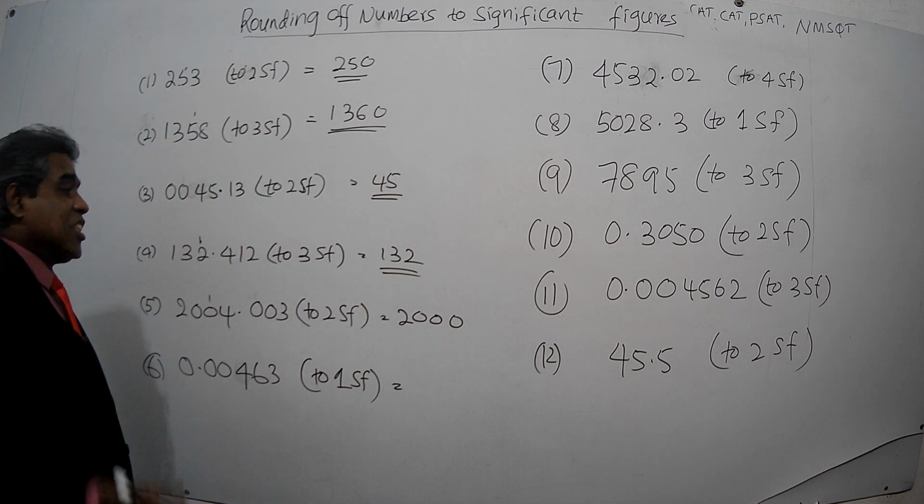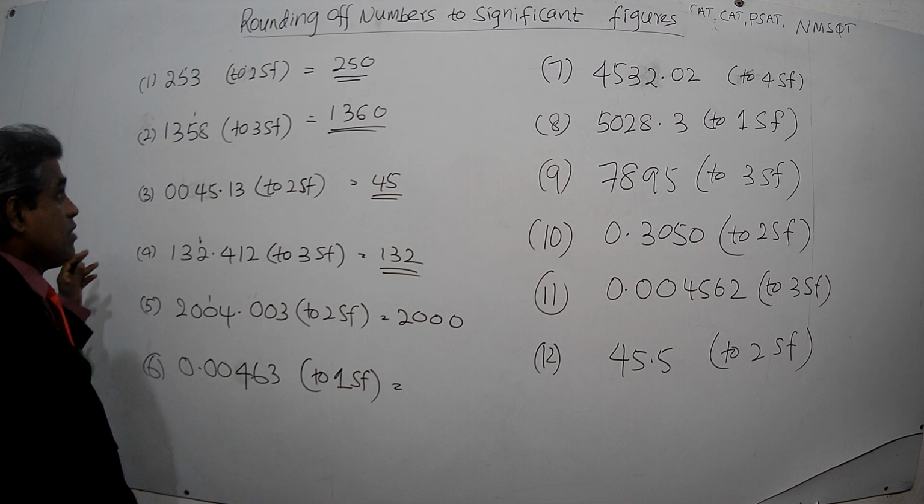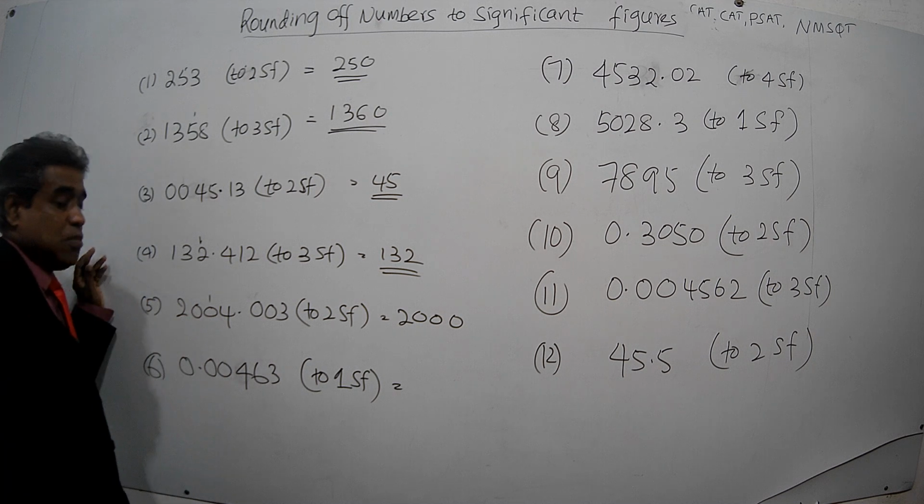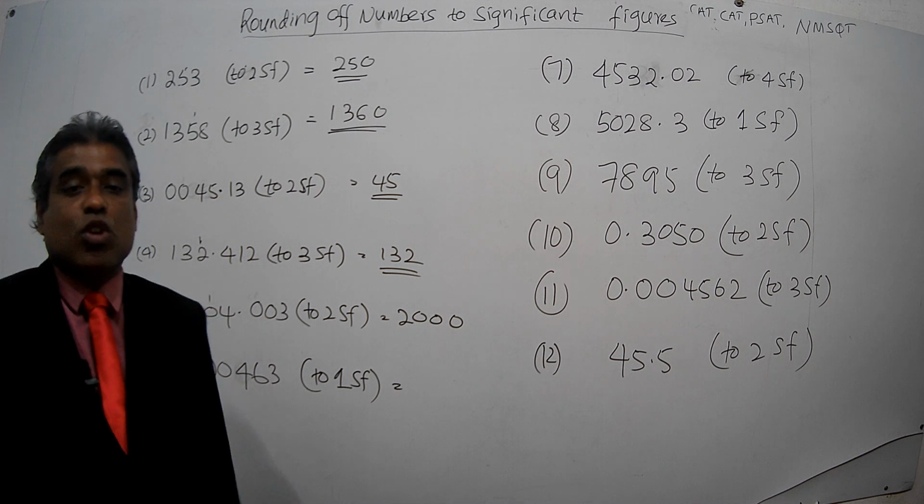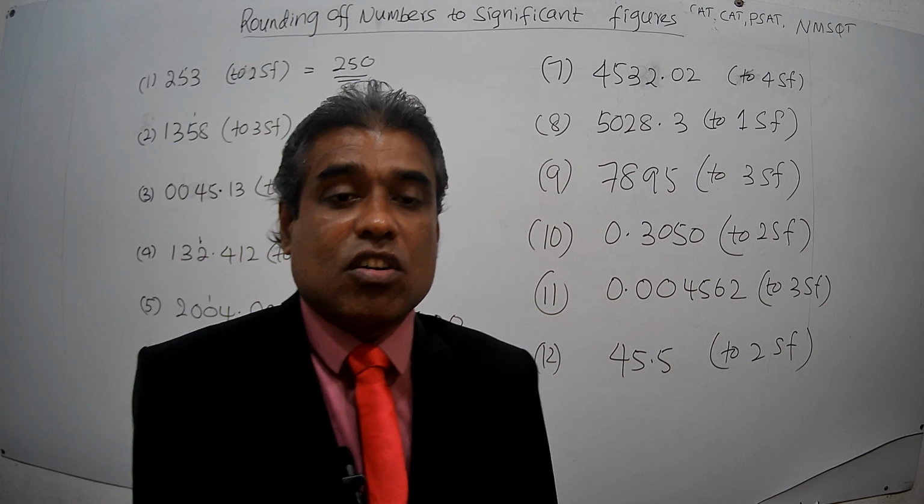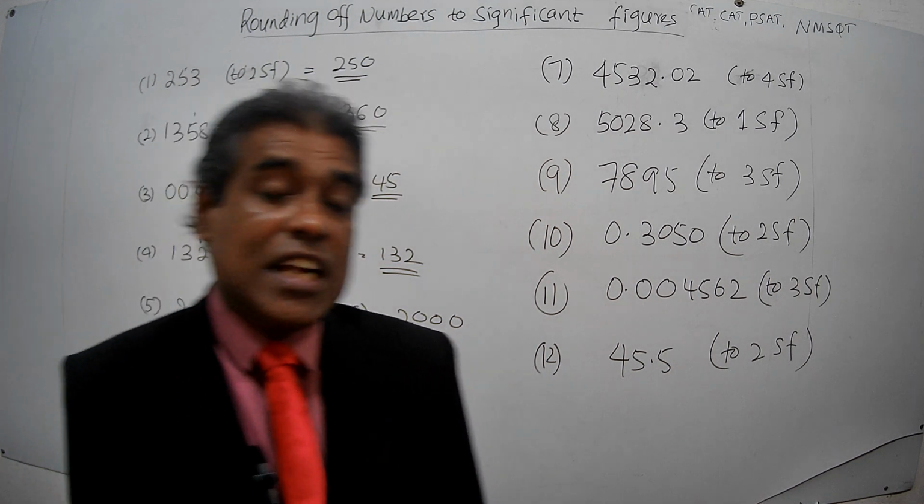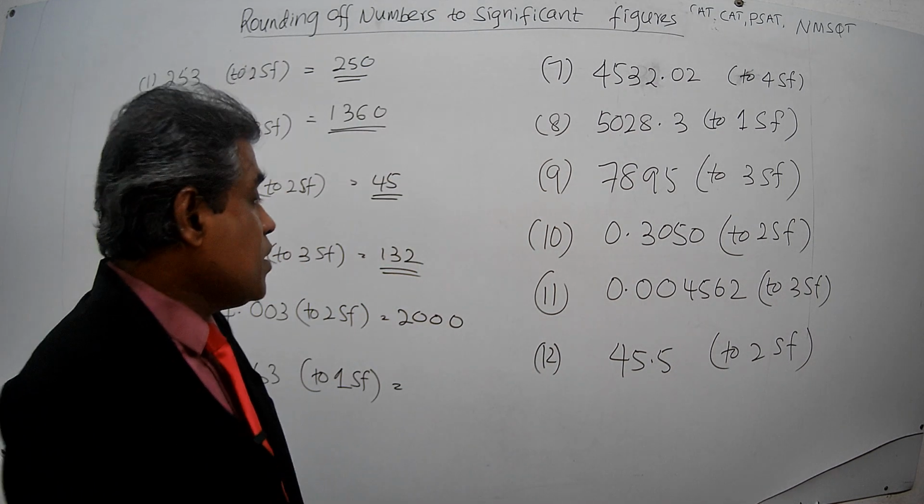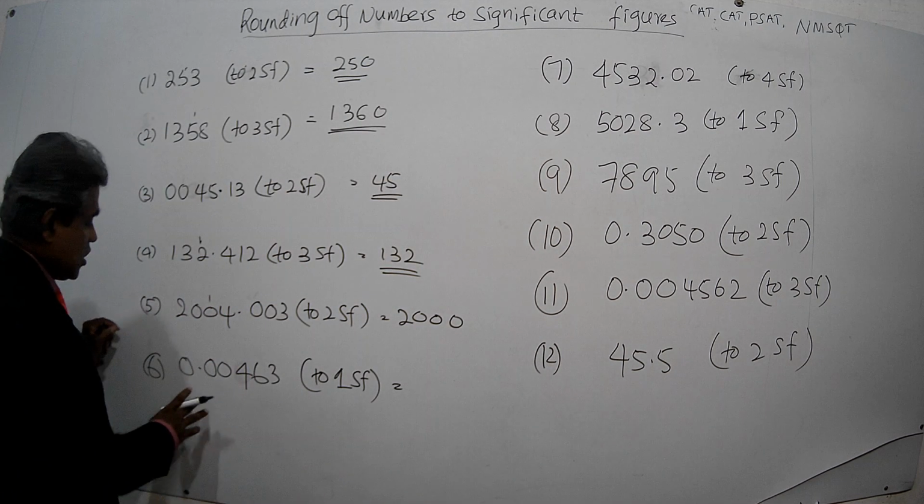Right. Then trailing zeros have been discussed in the previous video, the link of which has been mentioned in the description below. Therefore, go to that and watch that video and understand what the preceding zeros, trailing zeros, and the intervening zeros are. Right. Now go to this one.